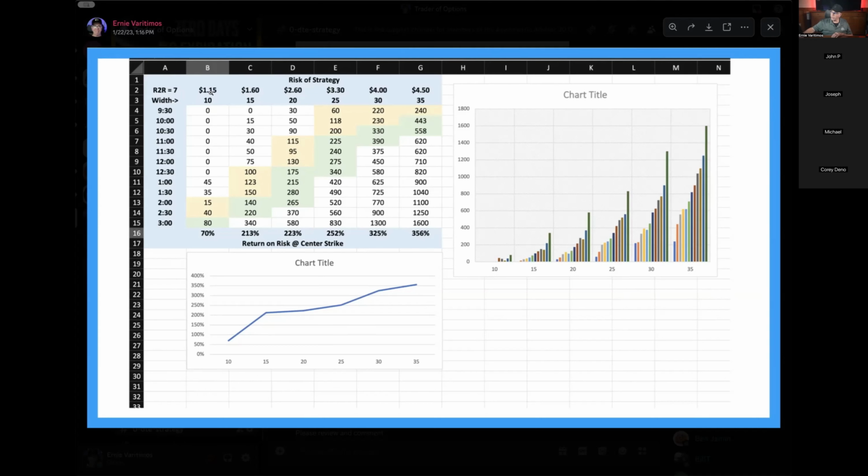And what I found was that the cost of getting into a 10 wide would ultimately, at the end of the day, return about 70%. But the cost of getting into a 35 wide would ultimately give me a return of 356%. So if they're the same risk to reward, same ratio of cost to potential, but you're getting a much bigger return on a wider fly. So this chart down below is mapping that relationship. Like I said, it's nonlinear. Gotcha. So the wider flies perform better. I see. Does that make sense?